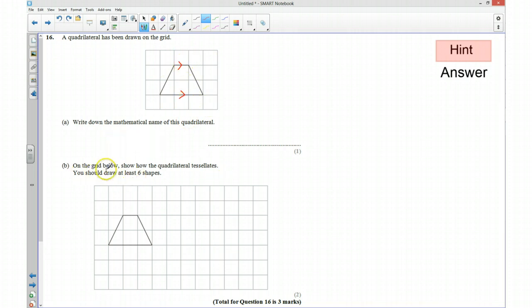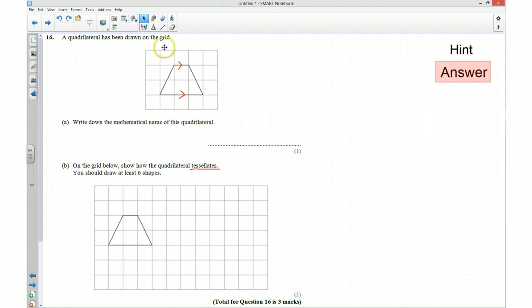Okay, on part B it says on the grid below, show how the quadrilateral tessellates, and we need to draw at least 6 shapes. Now the word tessellates is definitely a word worth remembering. When shapes tessellate, that means that they fit together without any gaps. So you want to decide how you can get some more of these quadrilaterals that are the same as this quadrilateral, so they have to be congruent to each other, the same shape as each other and the same size, that fit together without any gaps. Okay, those are my hints, so if you'd now like to see if you can have a go at answering the question yourself.